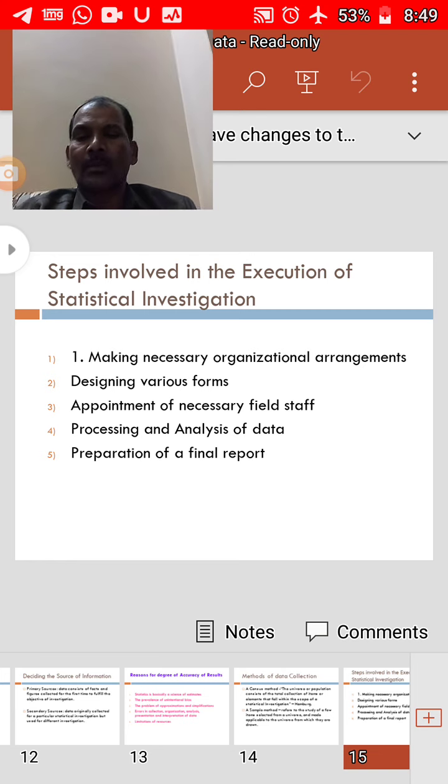Okay. Next, appointment of necessary field staff. Investigation with a wider scope requires a number of field staff for the collection of data.